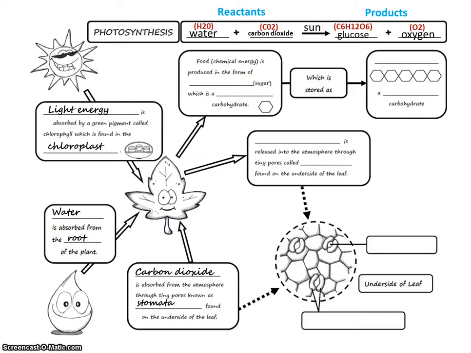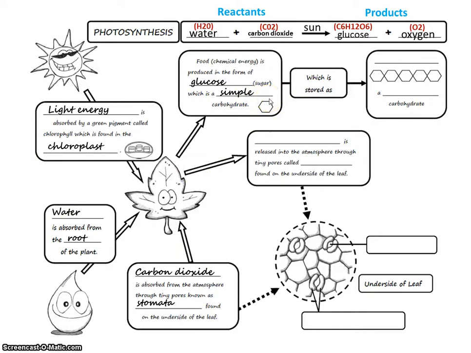But we've got to look at our products. So we've produced that glucose. Okay, so that's the energy that plants need. It's a sugar. It's a very simple sugar. So it's going to be a simple carbohydrate. It's just made up of one molecule, glucose.